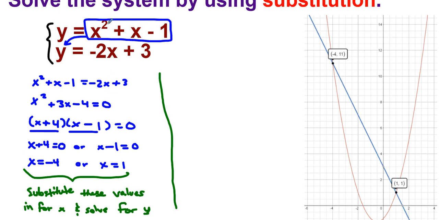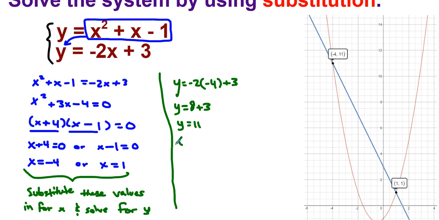So I'm going to say, for one of these, y equals negative 2 times x, where x is now going to be negative 4, plus 3. So for this first value of x, I get positive 8 plus 3, which is 11. So one solution, one intersection point: when x is negative 4, y is 11.